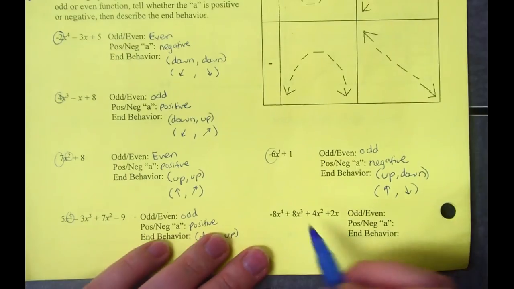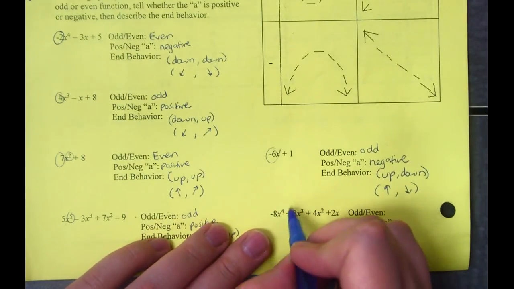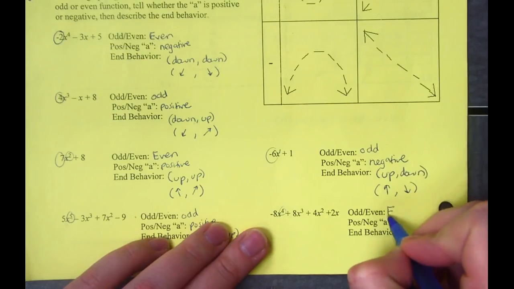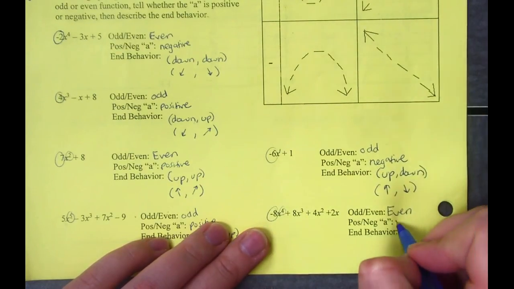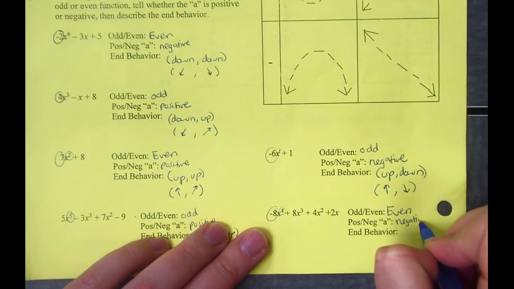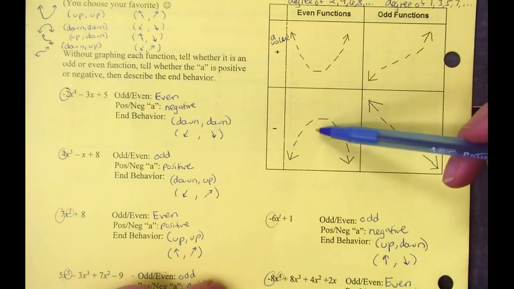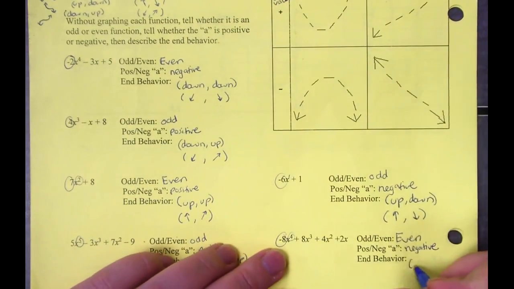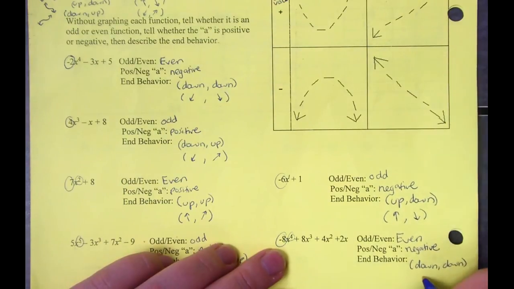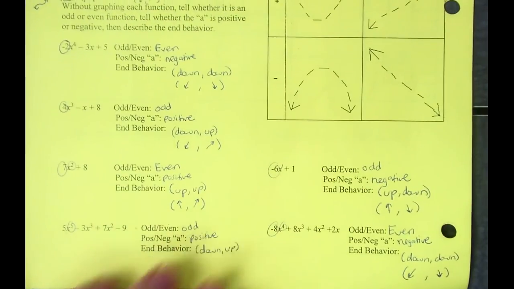And lastly, this is an even function because the biggest degree is 4 and 4 is an even number. And A is a negative 8. So an even function with a negative A value is going to start going down and end going down. Down, down. Or you could write it like that.